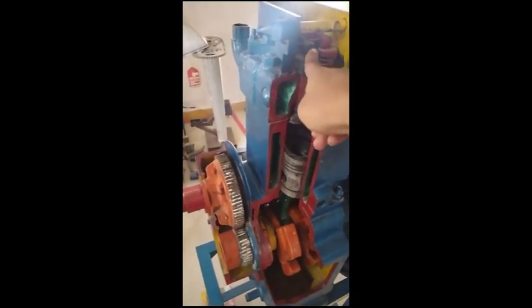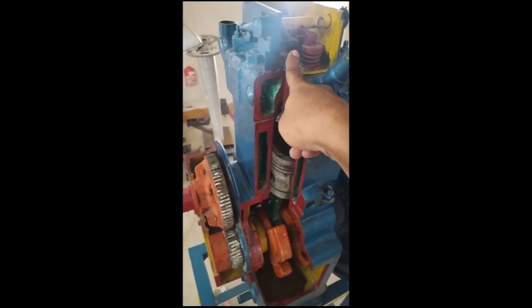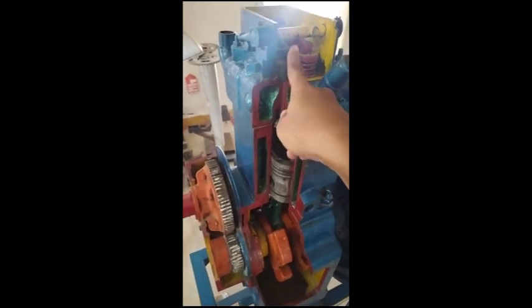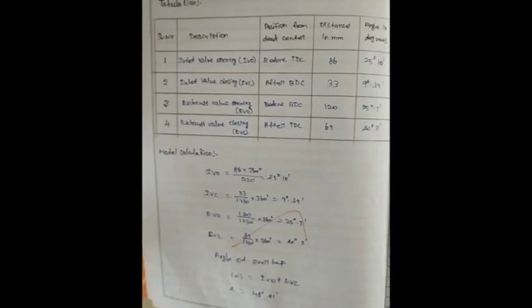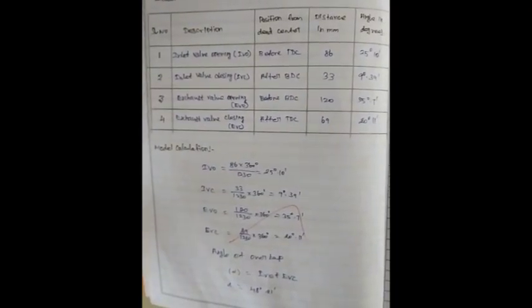Okay, so we are doing the experiment here. The valve opening and closing time, that is the valve timing diagram. Here it shows the various categories of valve timing. First one, inlet valve opening. Next one, inlet valve closing, exhaust valve opening, exhaust valve closing.